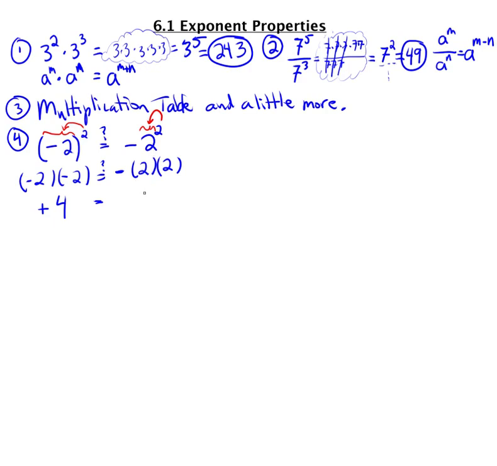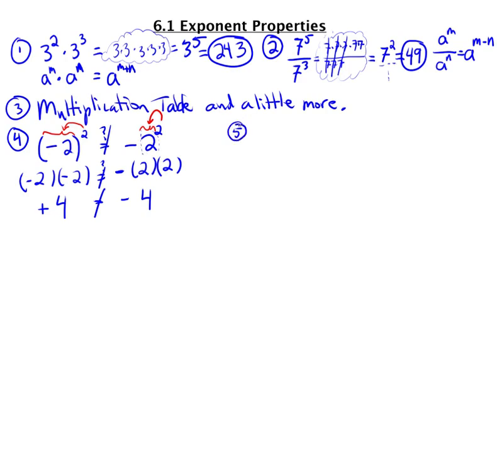So 2 times 2 is 4. And I have a negative, so I'll bring it down. So are they equal? No, they are not equal. So I will put a slash through that, saying that they are not equal. It looks very similar, but the left side has parentheses, and on the right side the parentheses is only around the 2.